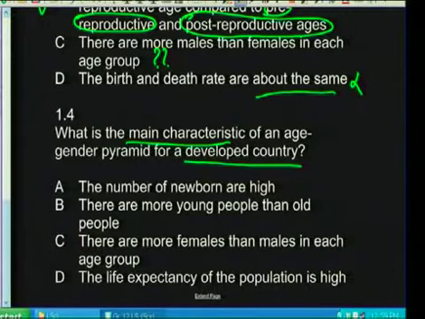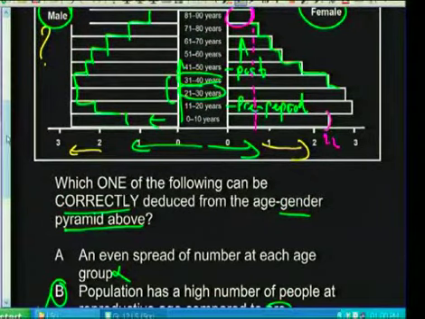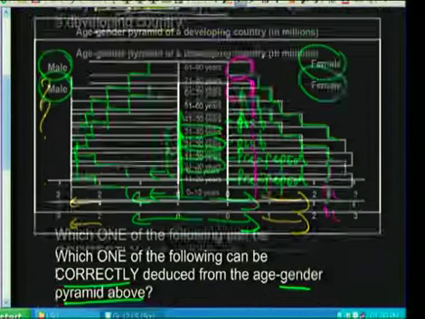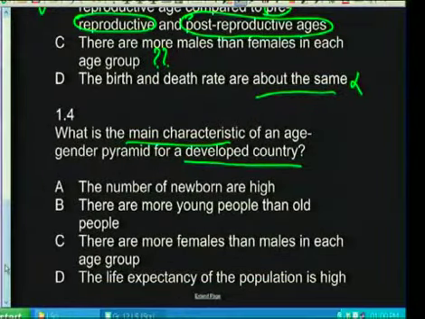Guys, remember that developing countries are countries that are growing, that are rich in resources, and it would indicate that there are lots of young people growing up, and that the availability of resources would ensure that the birth rate is higher than the death rate. And when we look at this graph, we can see that the birth rate is significantly higher than the death rate, and that would be indicative of a developing country. So let's look at the options and eliminate the ones that are not true.